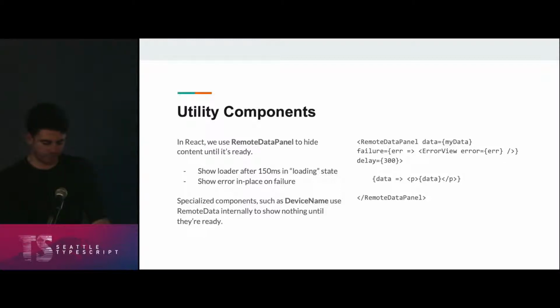So I lost my syntax highlighting here. Thank you, Google Slides. We have a RemoteDataPanel that takes a data, which is some remote data of my thing, takes a failure renderer, which is what it's going to show in this place if the remote data comes back as an error, and then says, well, we're going to wait 300 milliseconds before we show a loading spinner.